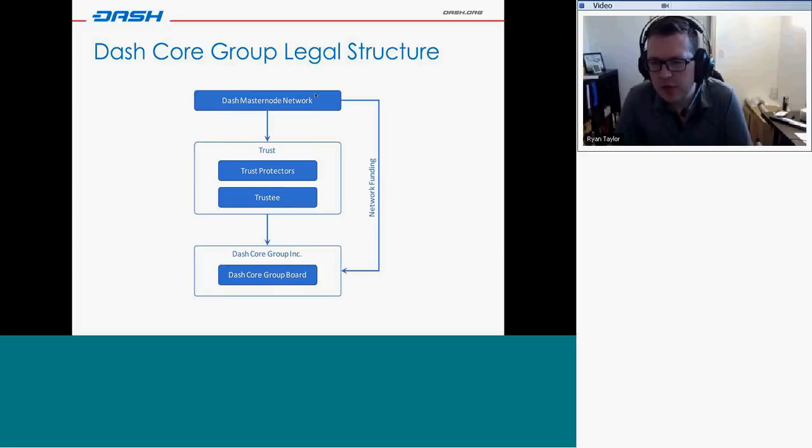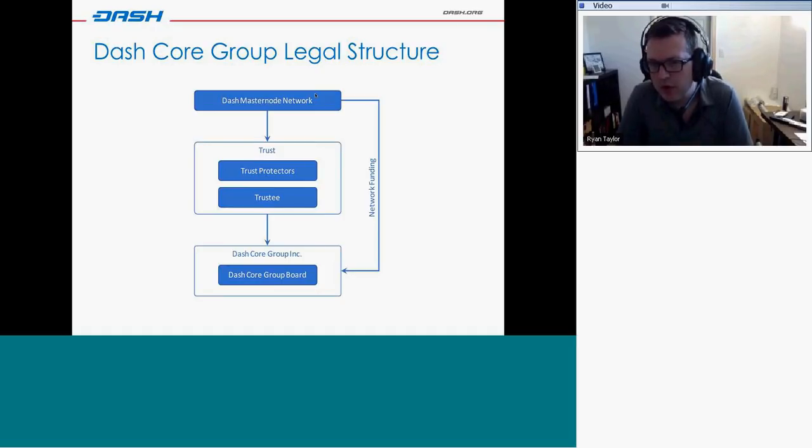So basically, Dash Core Group Inc. is a Delaware corporation. Its shares are to be issued to the trust, and so the trust would be the effective owner of Dash Core Group Inc. The primary mechanism that the network has over Dash Core Group Inc. remains through the funding system, and has the ability to approve or disapprove of the expenses that we propose to the network. That will be very frequent, every single month, and provides much more granularity in terms of the control.